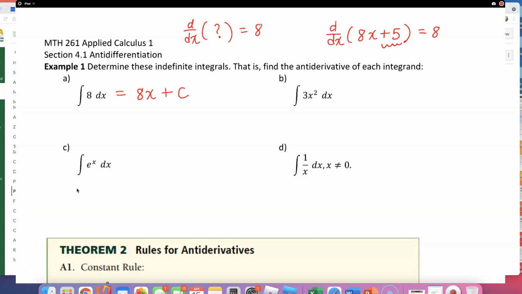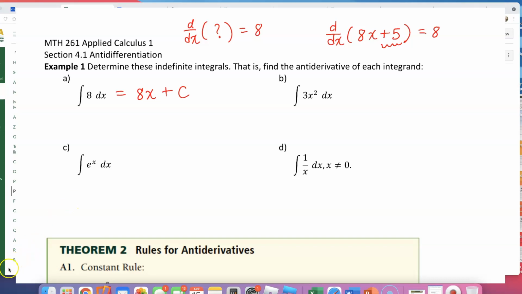So you have to still put that constant of integration. If you just simply say 8x, that's incorrect. You have to be a little more specific and tell us that any constant can be added or subtracted from that 8x and still have an antiderivative of, the derivative of 8. Okay, so that's it for that problem.